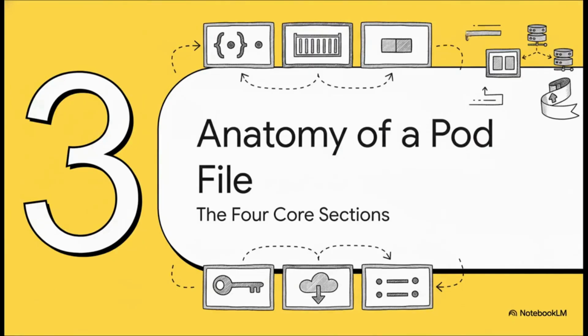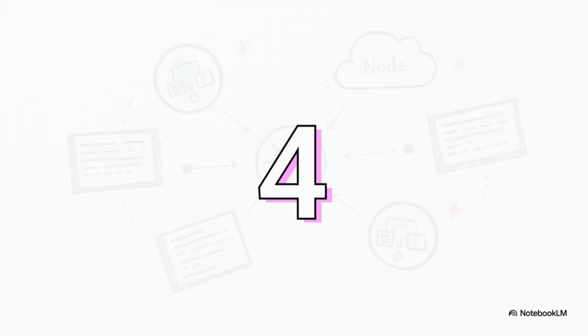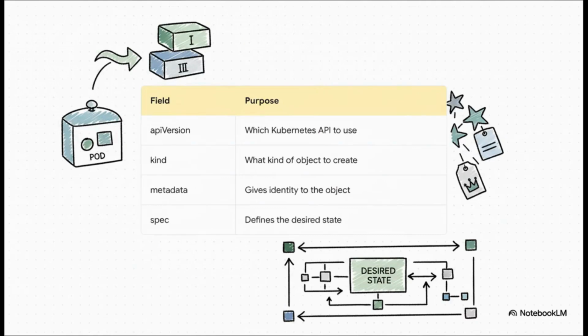All right, we know the rules of the game now. Let's put it all together and see what a real-world pod definition file actually looks like. The cool thing is, once you learn the structure for a pod, you basically know the structure for everything in Kubernetes. Whether it's a pod or something way more complex, almost every object definition is built from the same 4 top-level sections. Just 4. And here they are.